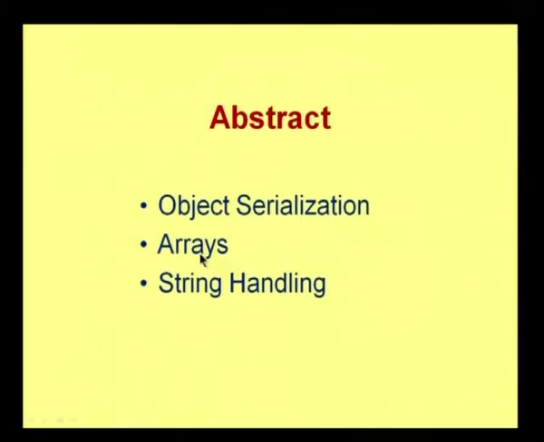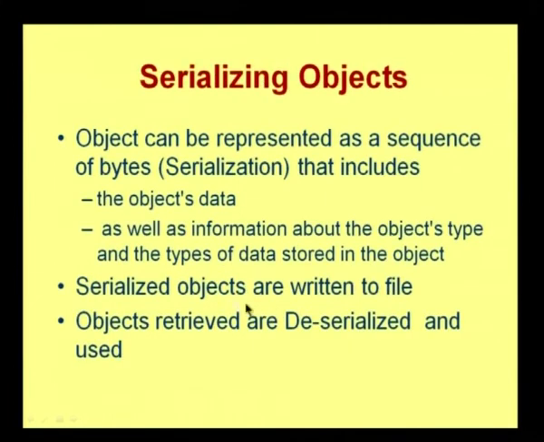Welcome to UGC lecture series in Computer Science, Java Part 10. In today's session, we are going to see about object serialization, about arrays and string handling. First we will look into what is serializing objects. Objects can be represented as a sequence of bytes that includes the object's data as well as information about the object's type and type of data stored in the object. Serialized objects are written into the file. Objects retrieved are deserialized and used.